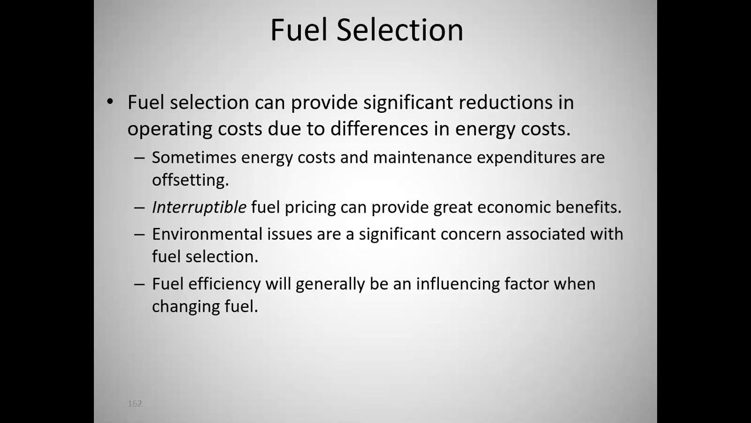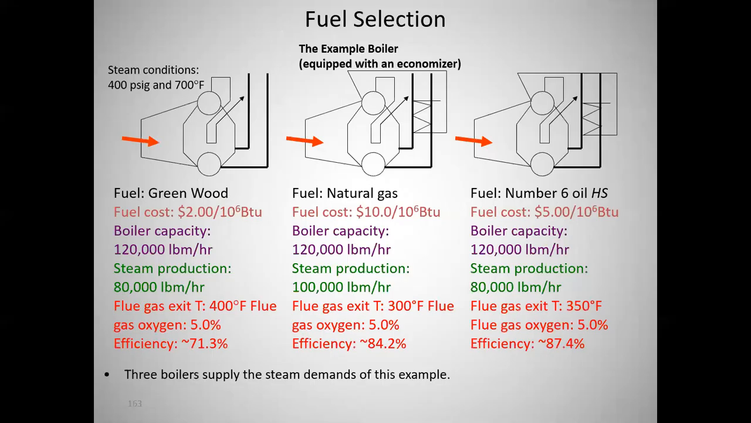And efficiency will change. If I'm burning, say, number 2, and I get interrupted and I go to green wood, my boiler efficiency is going to plummet from 82, 85% to probably 70%. Now, if the green wood is free or almost cheap, maybe I don't care. But the boiler efficiency, when you start changing fuels, is going to change some.